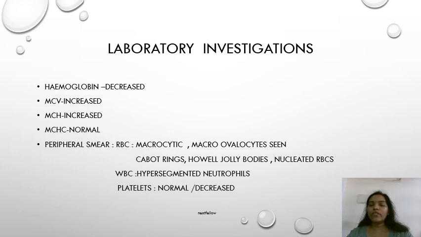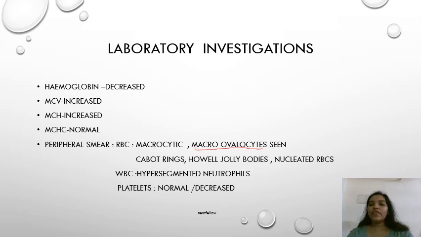Other types of macrocytic anemias can be seen in pregnancy, in hypothyroidism, in alcoholics, in those conditions, and those macrocytic anemias you can differentiate from megaloblastic anemia by the presence of macro-ovalocytes. So macro-ovalocytes are very important in categorizing megaloblastic anemias.